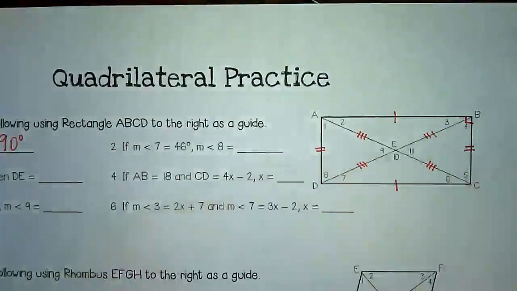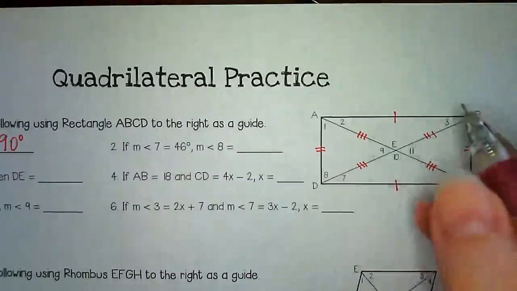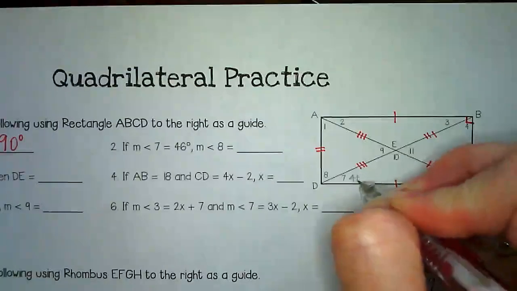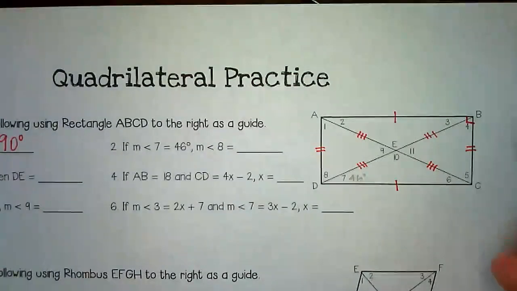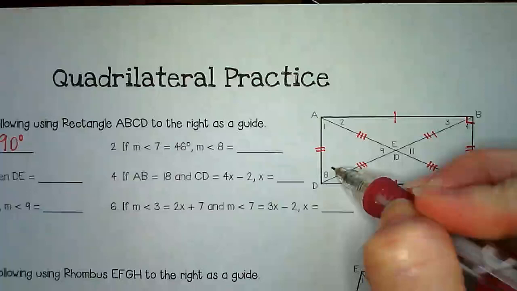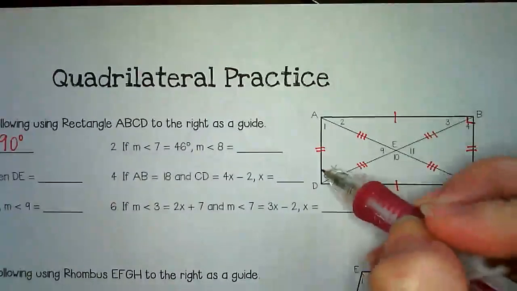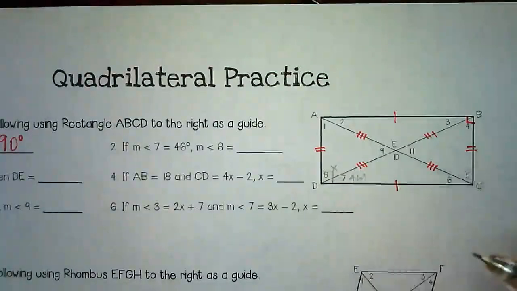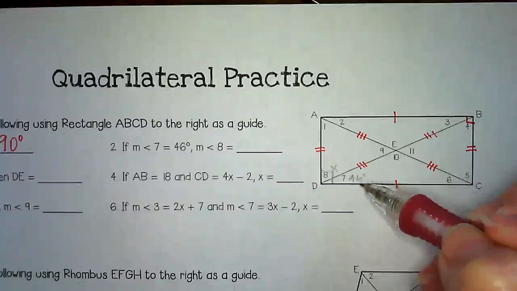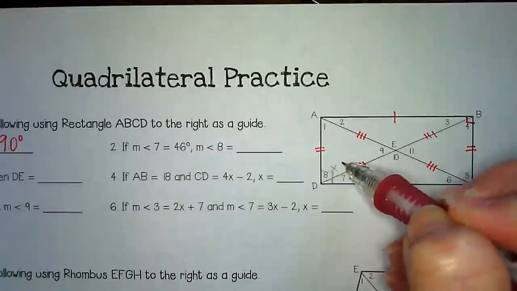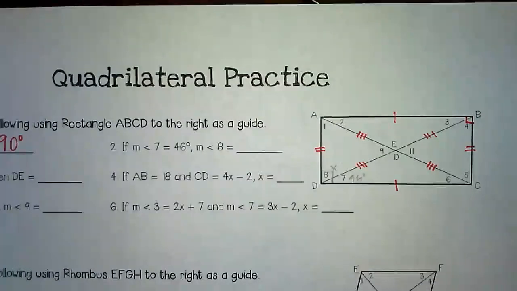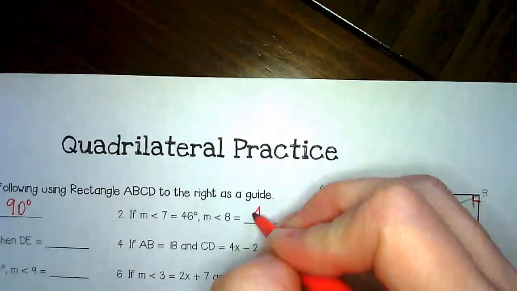Angle 7, okay, I'm going to use pencil here. So angle 7 is 46. So this is 46 degrees, and we're asked to figure out angle 8, which is right there. Well, I know that that makes a right angle. So if I take 90 degrees, which is the right angle, and subtract the 46 that is for angle 7, that's going to leave me with 44 degrees right there for angle 8. So I know that is 44 degrees.